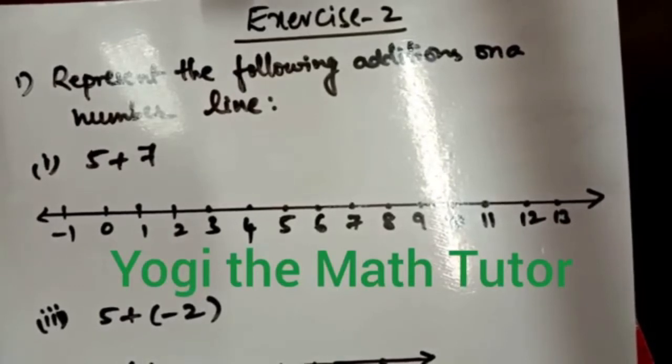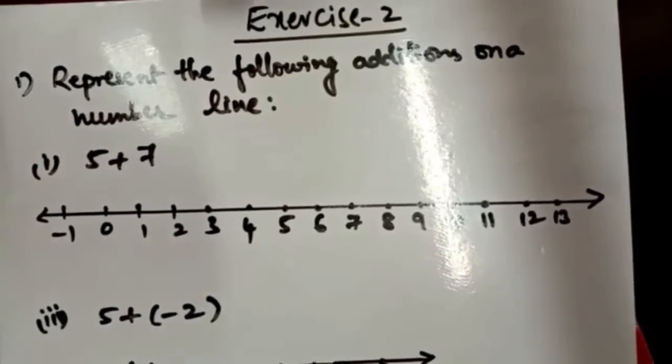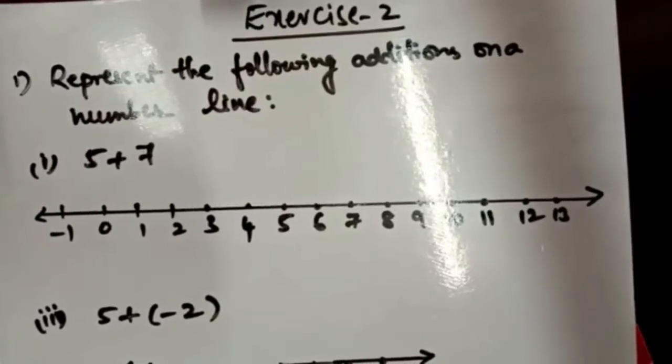Now we will go with the exercise 2 problems. Represent the following additions on a number line. The first question is 5 plus 7.